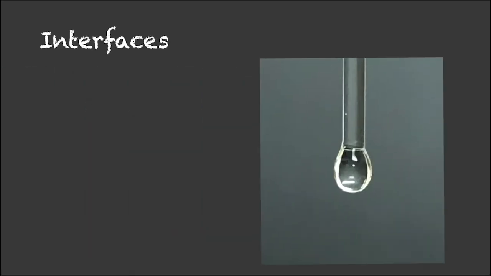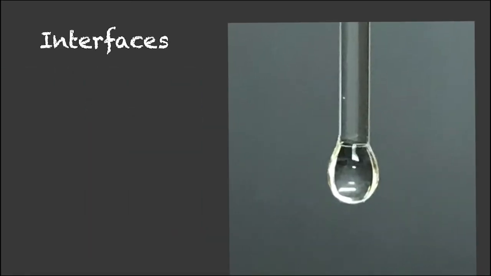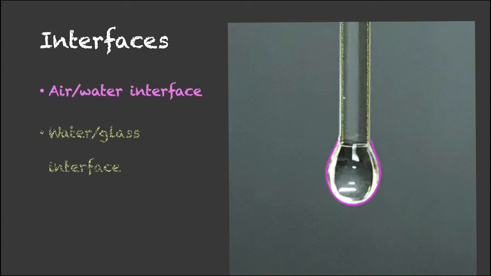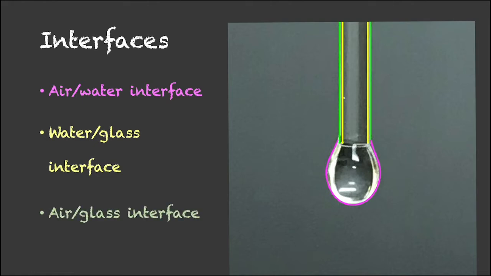First of all, interface is the boundary between two spatial regions filled with different matters. Here you see a piece of glass capillary filled with water, and from its tip a water droplet is hanging. In this slide, there are altogether three interfaces, namely an air-water interface, a water-glass interface, and an air-glass interface.